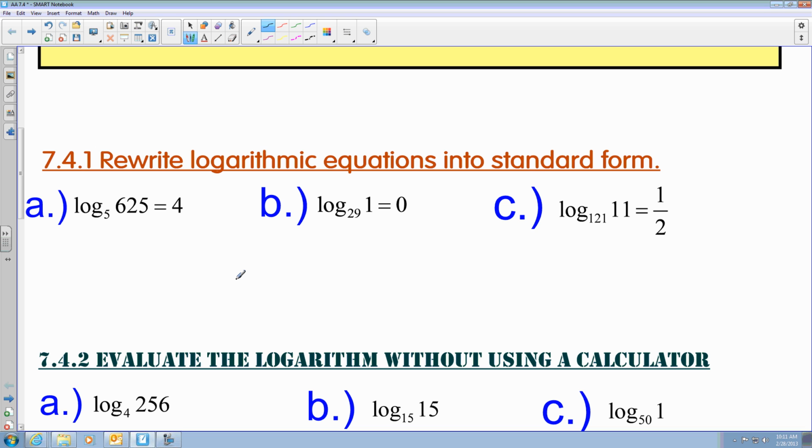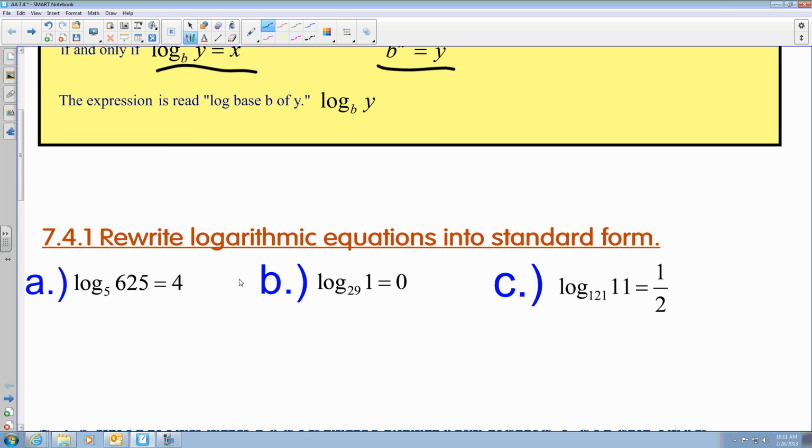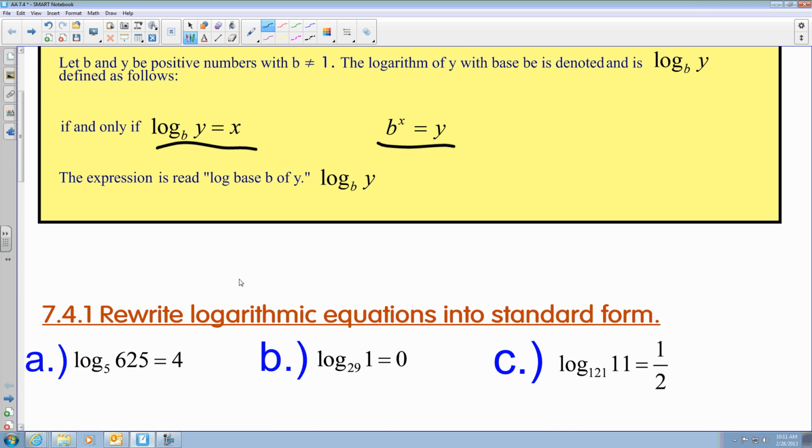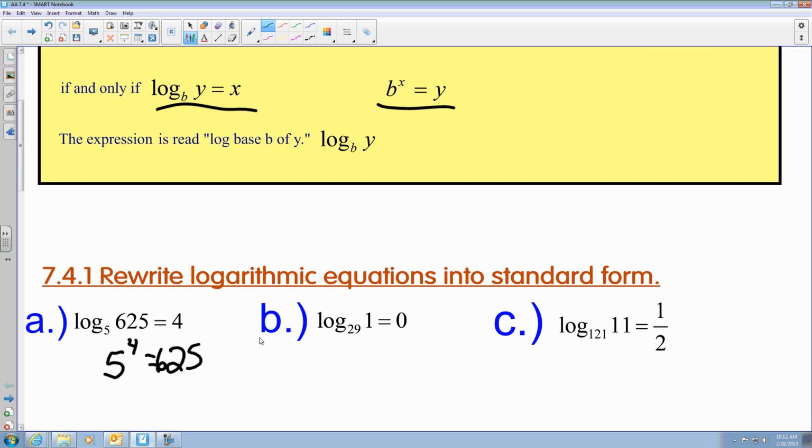So if I have these examples here where I have log base 5 of 625 equals 4. If I'm going to write that into standard form or exponential form, I have to look at my chart here. So I see that my b here is also my base, and x here is the exponent, but x here is the result. So the result here is 4, so this must be 5 to the 4th power, and so that must equal 625, which is a true statement.